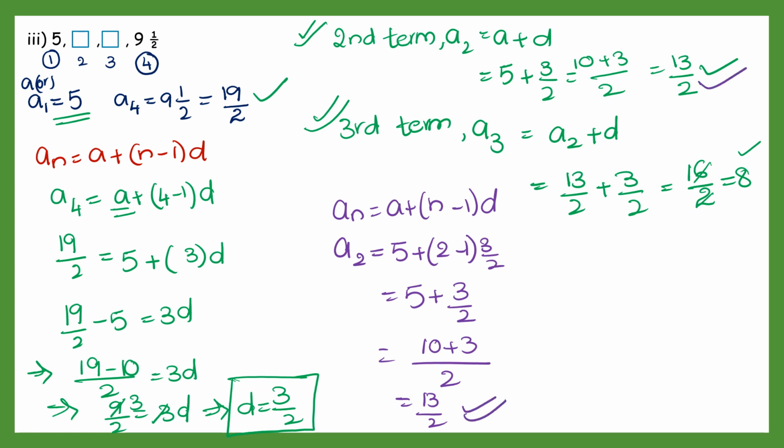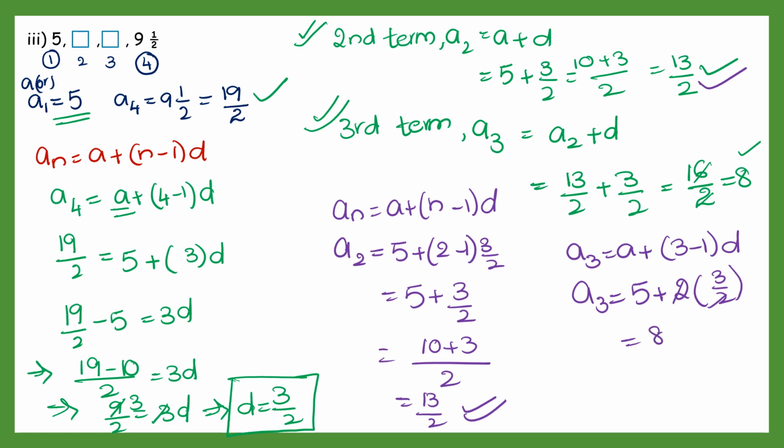Here 13 by 2, here 13 by 2. Similarly, you can find the third term. A3 is equal to a plus 3 minus 1 into d. A3 is equal to a, the first term, 5 plus 3 minus 1 is 2. Common difference is 3 by 2. 2 and 2 get cancelled. 5 plus 3 is 8. So this is the first method to solve the problem, or you can use the second method also. Using the formula also you can find the third term. If you know the common difference and the first term, you can find it.